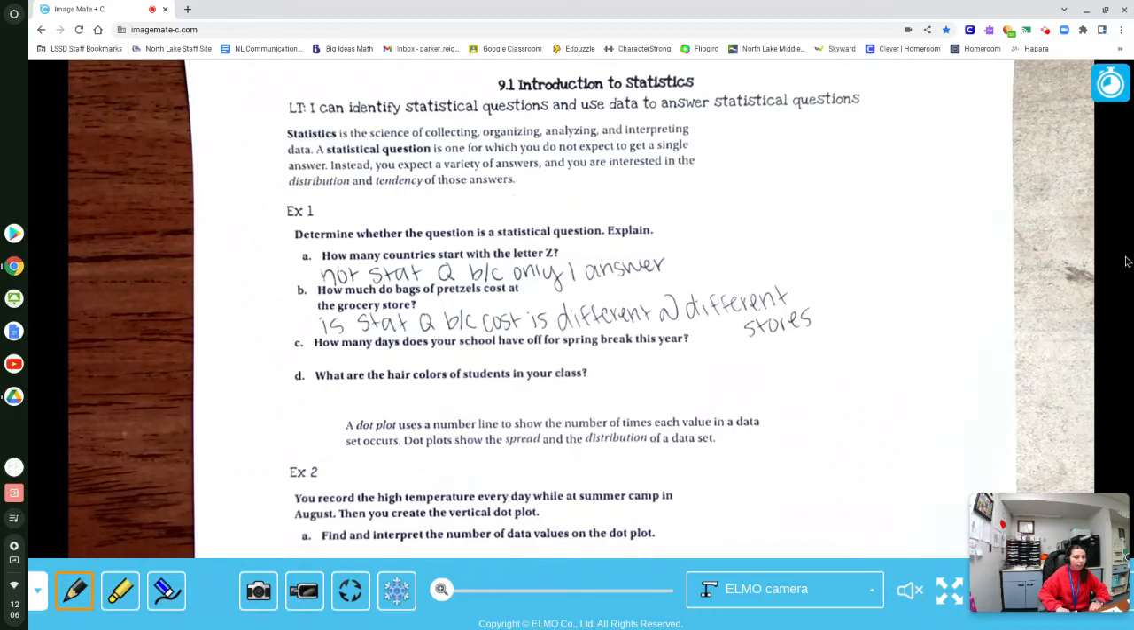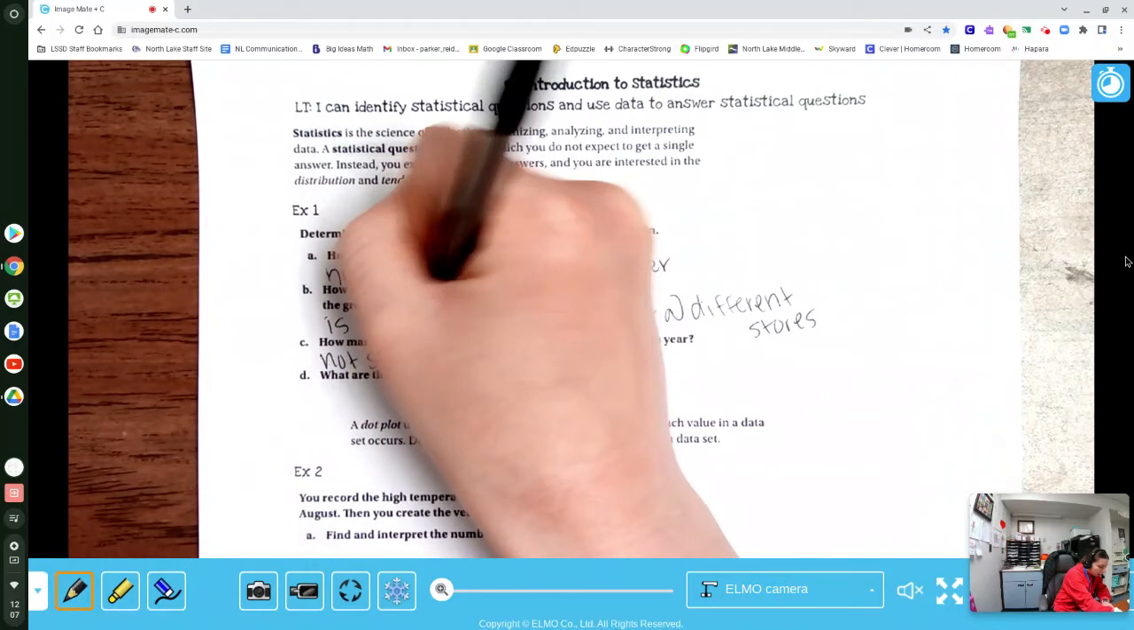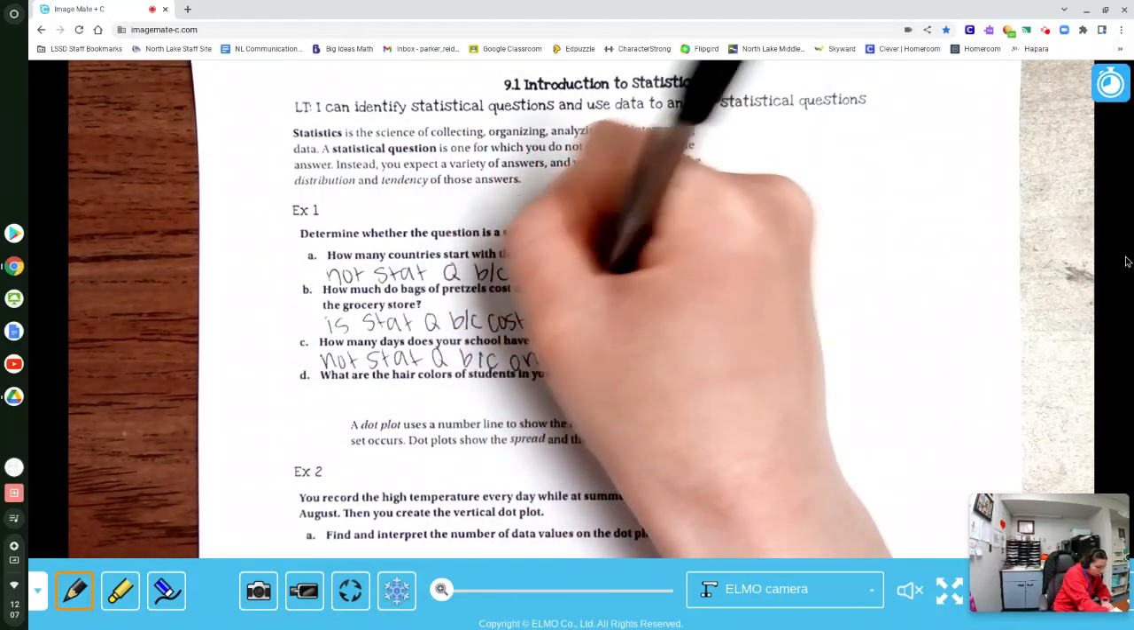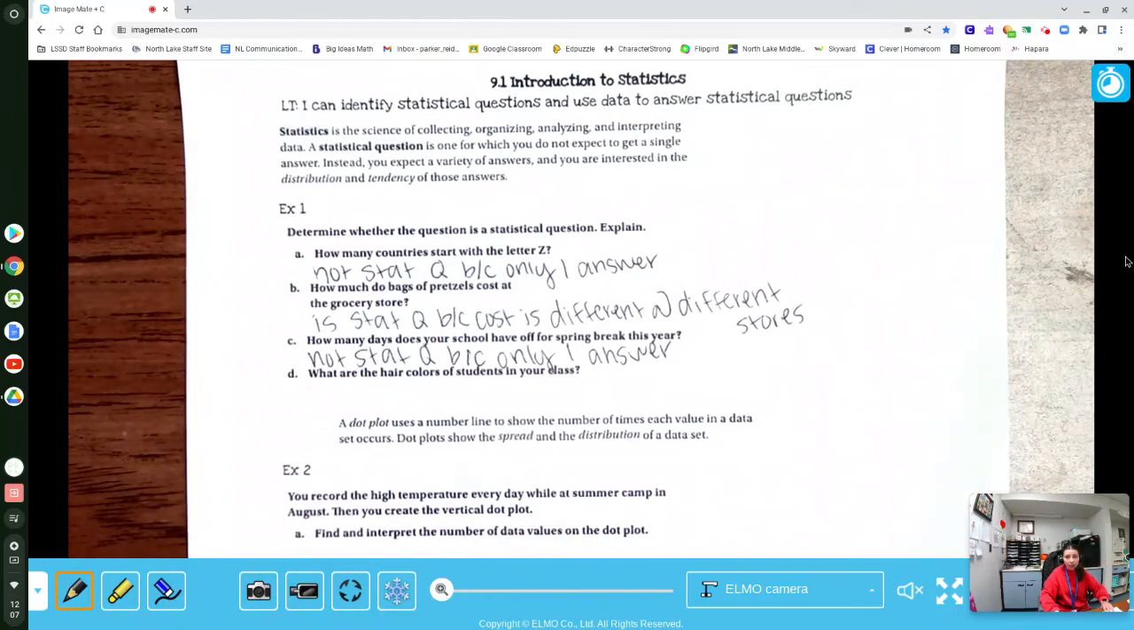Part C, how many days does your school have off for spring break this year? Well, if we're talking just about our school, we want to ask, are there different answers to this, or is there just one answer? Well, there's just one answer, right? Our school has just a specific number of days off for this year. And so this is not a statistical question because there's only one answer, right? We have 5 days off. That is the exact answer.